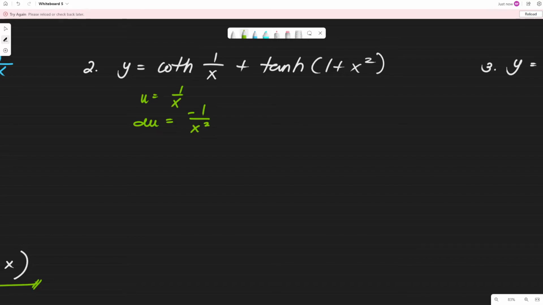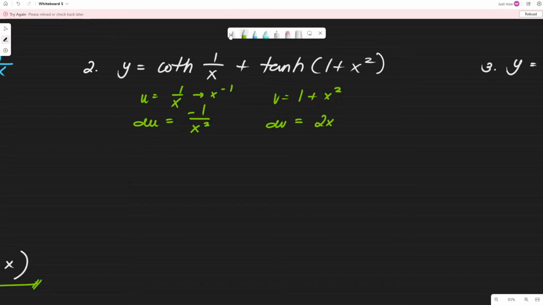Bakit siya naging negative 1 over x squared? Kasi this is equal to x raised to negative 1, di ba? So, lipat. Tapos, negative 1 minus 1 is negative 2. So, negative x raised to negative 2 is negative 1 over x raised to 2. Okay, so we'll have v is equal to 1 plus x squared. dv is equal to what? dv is equal to 2x.